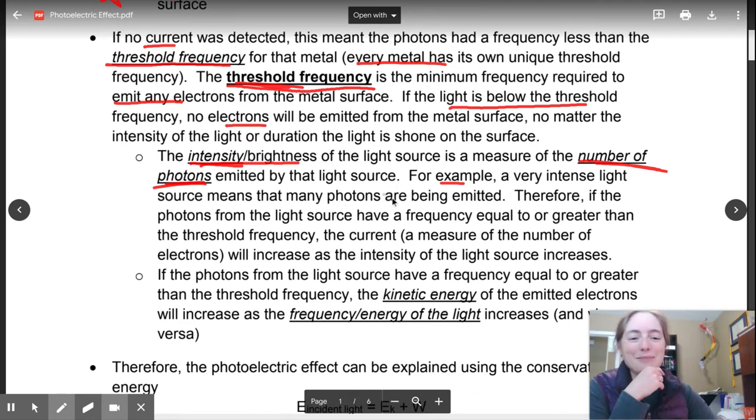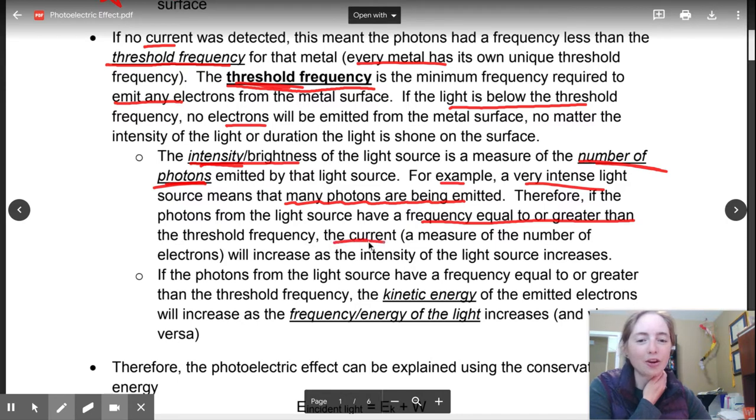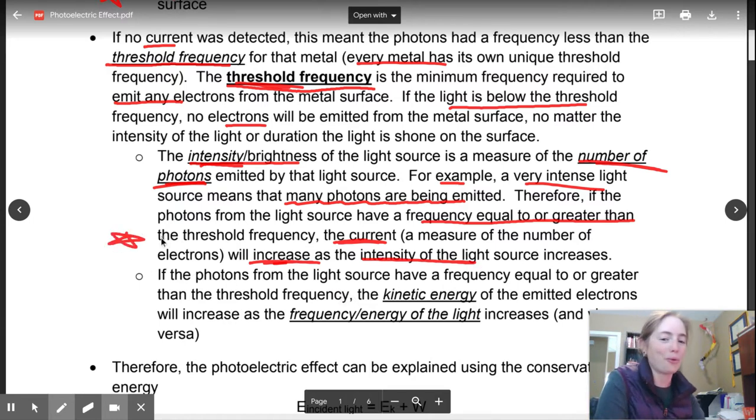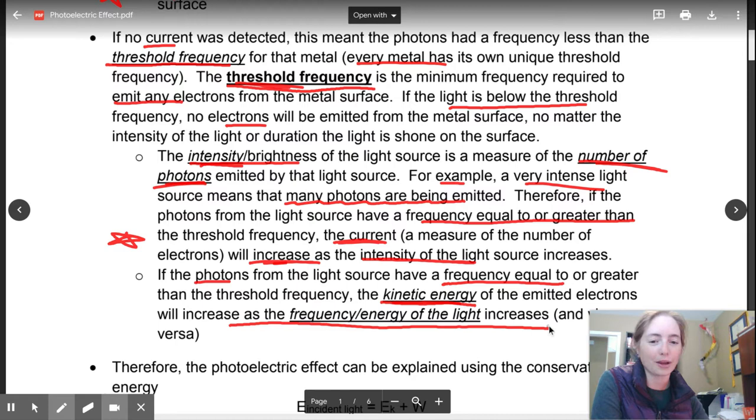Okay, so let's get some highlighting in here. A very intense source means there are many, many photons. For a photon from a light source with a frequency equal to or greater than the threshold frequency, the current will increase as the intensity increases. That bit is important. Once again, if the photons have a frequency equal to or greater than the threshold, the kinetic energy is going to increase as the energy of the light increases.